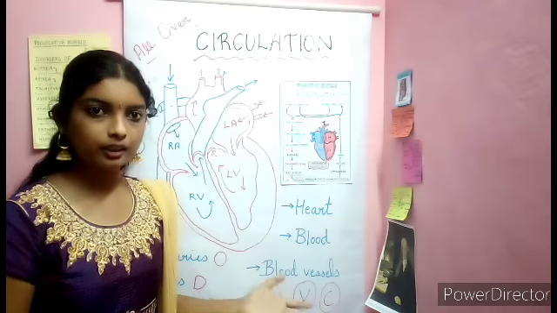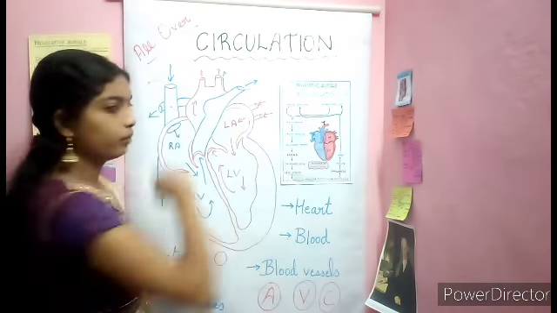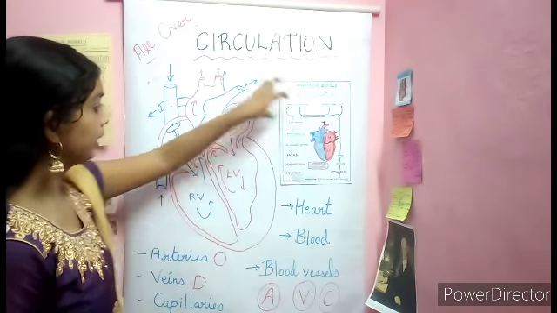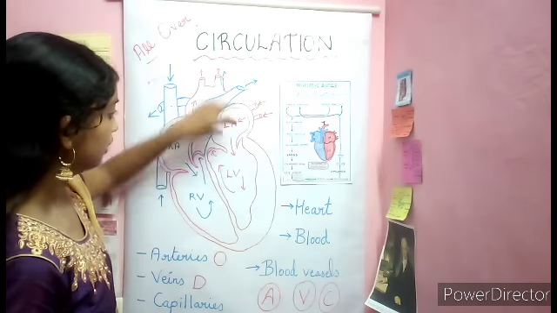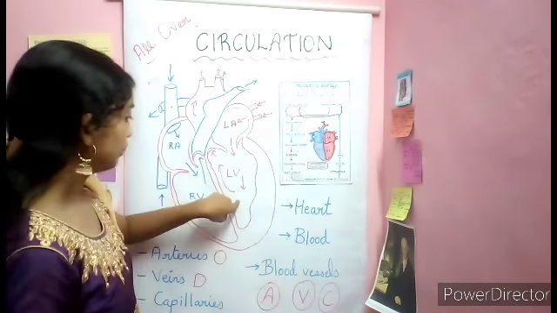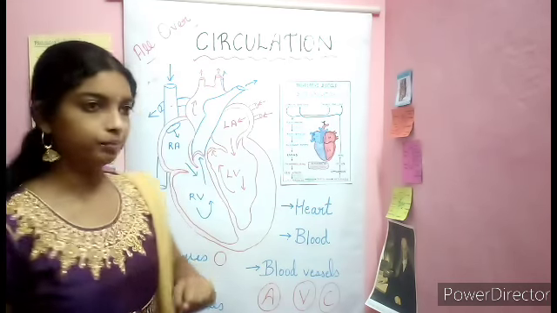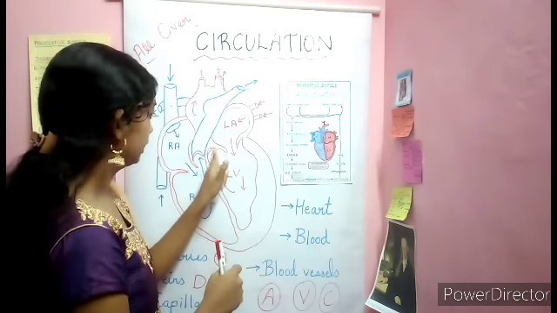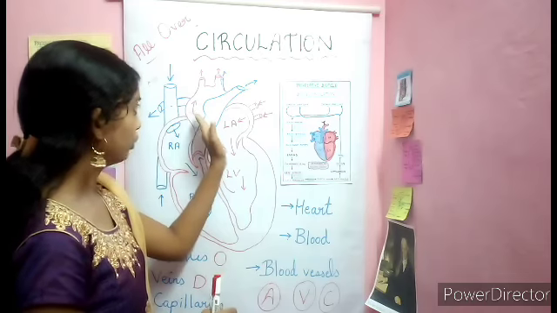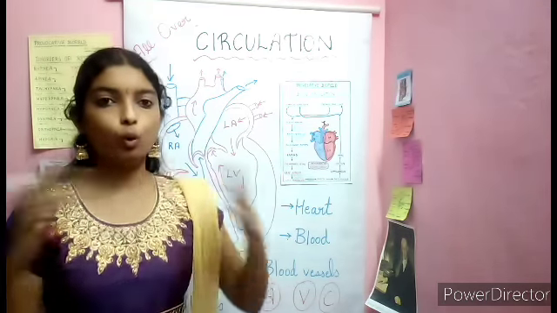After purification, the oxygenated blood comes to the left atrium through the pulmonary veins, and through the bicuspid valve it reaches the left ventricle. From the left ventricle, through the aortic valve, it goes to the aorta. The aortic valve is present here. From the aorta, your oxygenated blood is supplied all over your body.